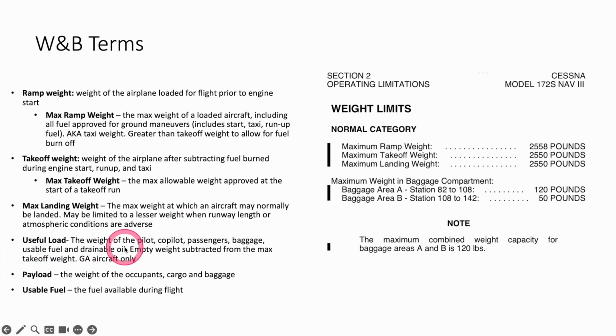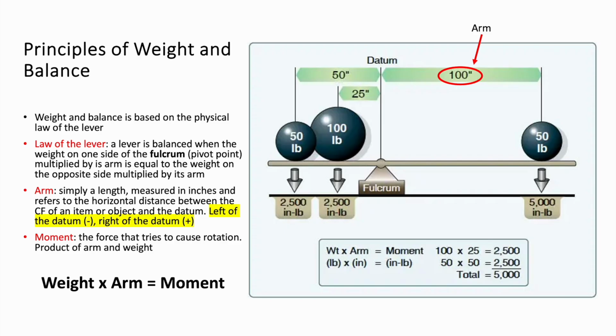Useful load: weight of the pilot, co-pilot, passengers, baggage, usable fuel, and drainable oil. Payload: weight of occupants, cargo, and baggage, so what you're adding to the aircraft for the flight. Now, getting into the principles about what all these different measurements are talking about.